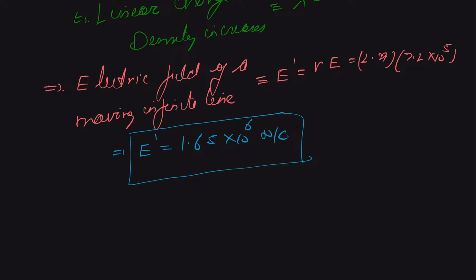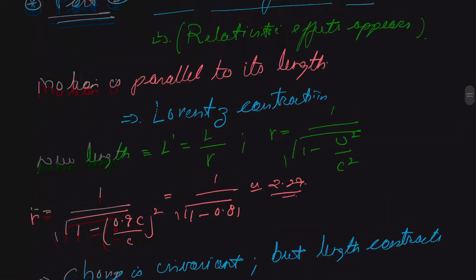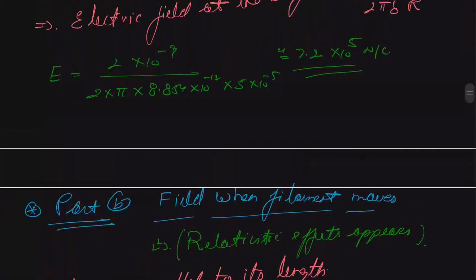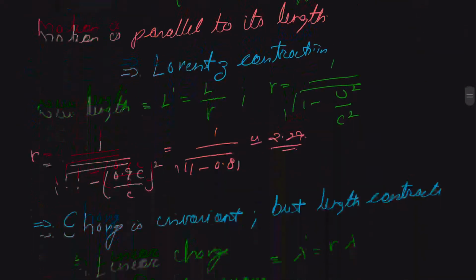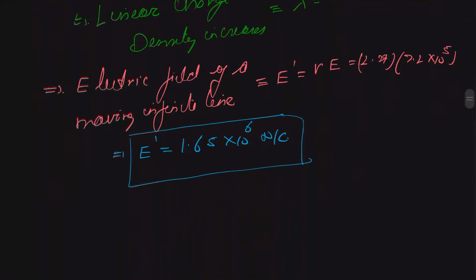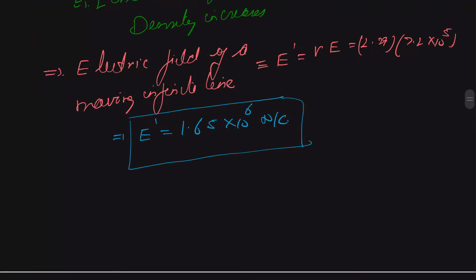So we can clearly see that the value of the electric field is going to change when the wire is moving. It changes because of this contraction. Next question.